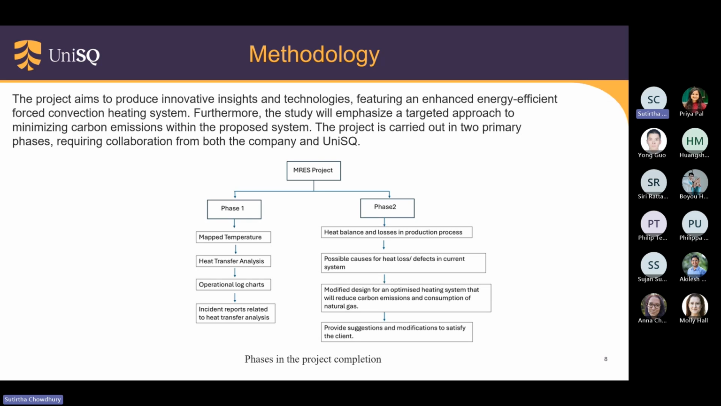In the first phase, we got some reports from Bushman tanks, where some other industry called Shark Engineering had already done some research in 2019, where they got some map temperatures, heat transfer analysis, and operational logs and incidents reports related to the heat transfer analysis. In phase two, we are going to do the heat balance and the losses in the production process. Afterward, possible causes of the heat loss and defects in current systems.